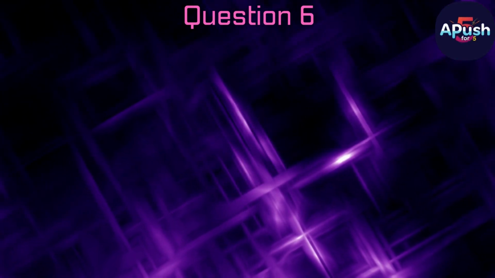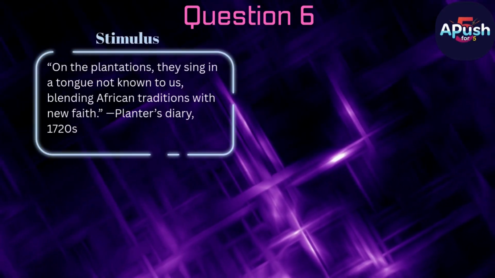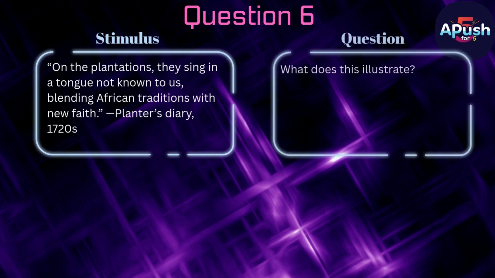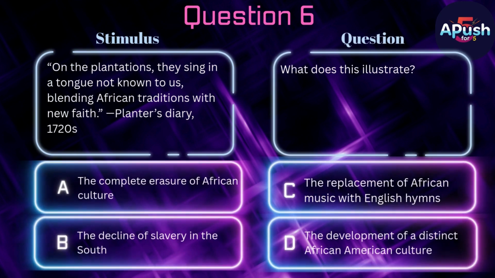Question 6. Stimulus. On the plantations, they sing in a tongue not known to us, blending African traditions with new faith. Planter's Diary, 1720s. Question: what does this illustrate? A. The complete erasure of African culture. B. The decline of slavery in the South. C. The replacement of African music with English hymns. D. The development of a distinct African American culture.